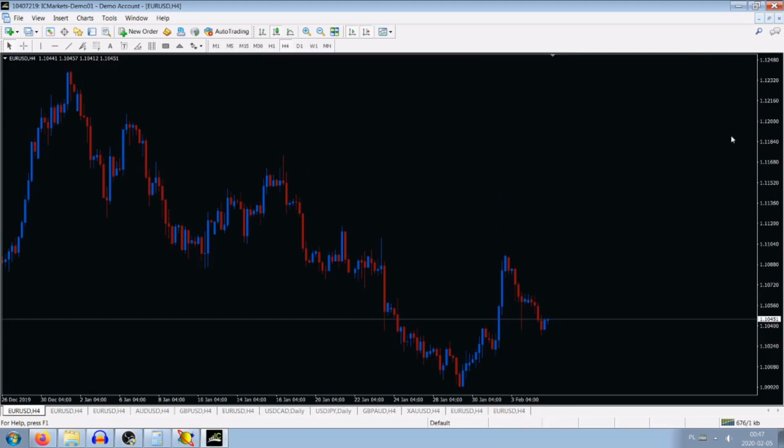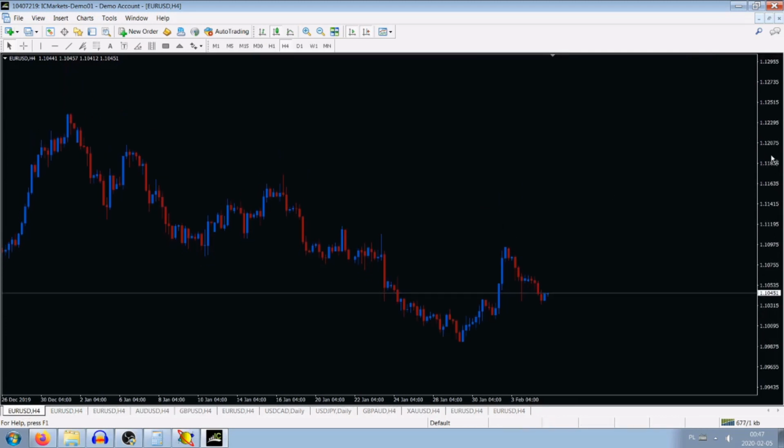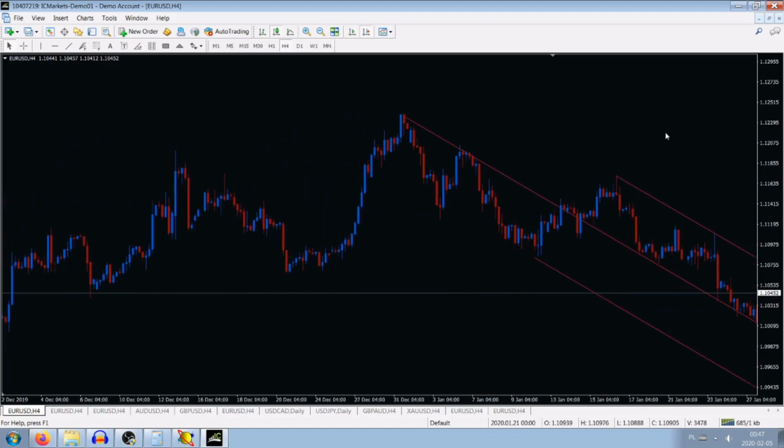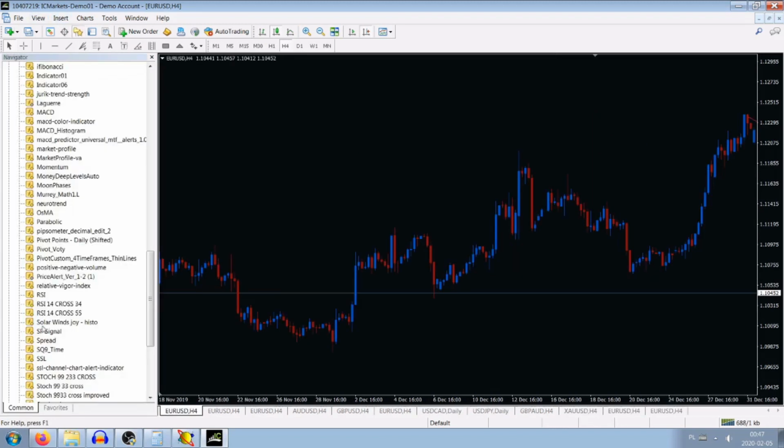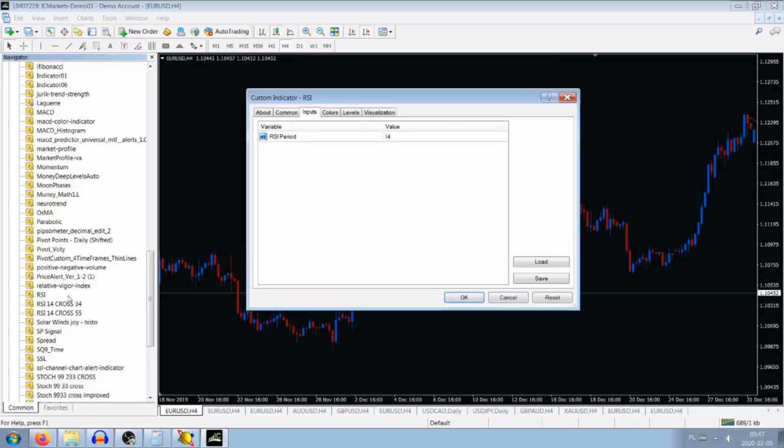We are on the 4-hour chart again. Let's draw another Andrews pitchfork, and I will show you what you can do having such a situation. You draw the line, we don't know yet what's going to happen. Let's go further. What I use is the usual RSI with a period of 5.